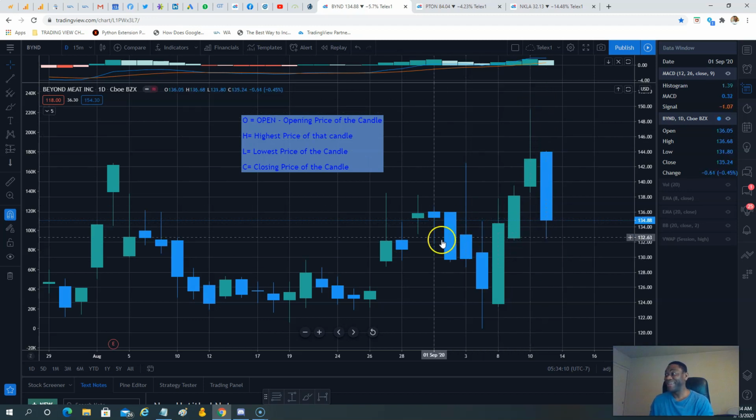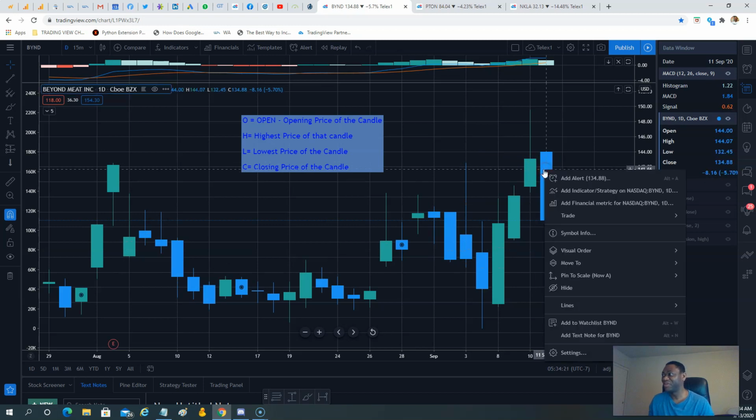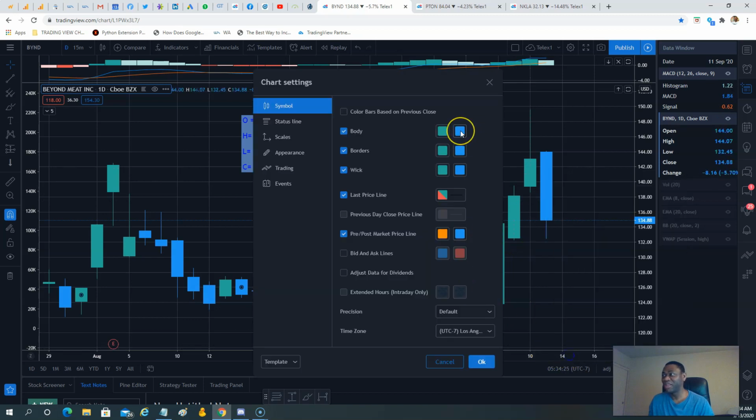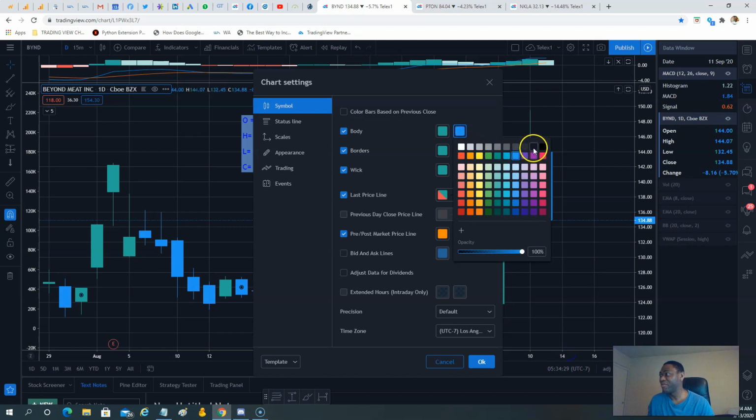Oh, by the way, look at the color of my red now. The red has changed. Is it more pleasant to you? Let's even change it to a different color. I don't know if that one is going to be to your liking. So again, how do I do that here on TradingView? I select settings and just pick my color here.